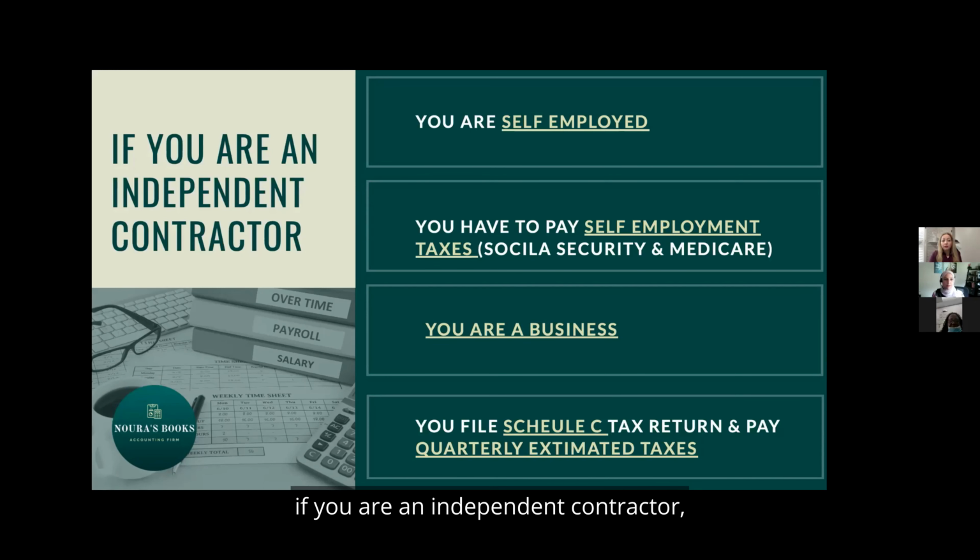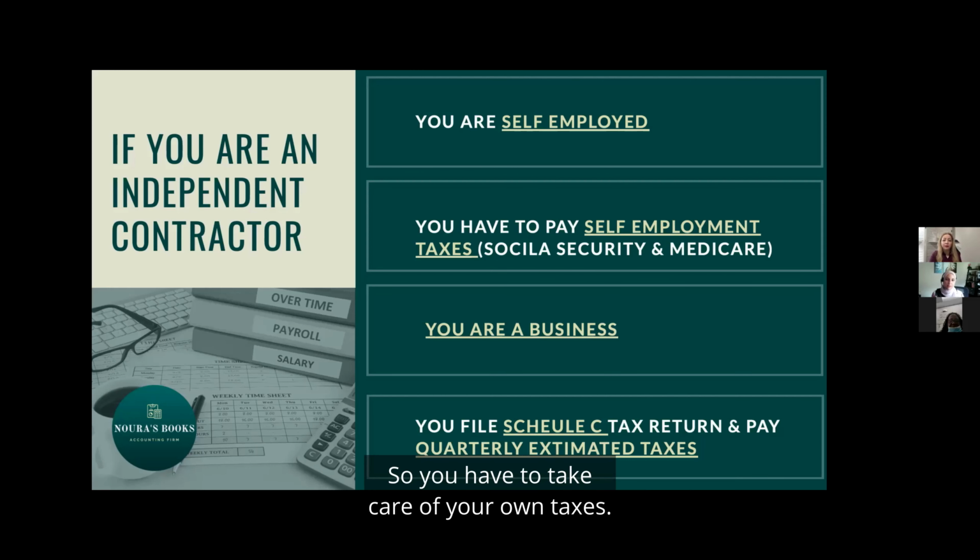Now, I want to talk more about if you are an independent contractor. You have to know that you are self-employed, which means that you are a business. So you have to take care of your own taxes. You have to pay your Social Security and Medicare. When you are an employee, you pay half of what you owe the government on Social Security and Medicare, and your employer will pay the rest. While when you are self-employed, you have to pay both halves, but you get to deduct the rest. I see a lot of people with a side hustle where they are an independent contractor, and they don't recognize that they are actually a business and have to treat themselves as a business.